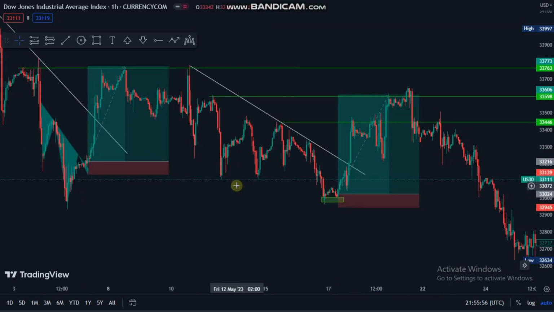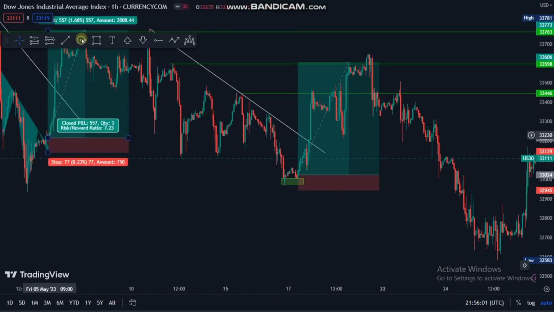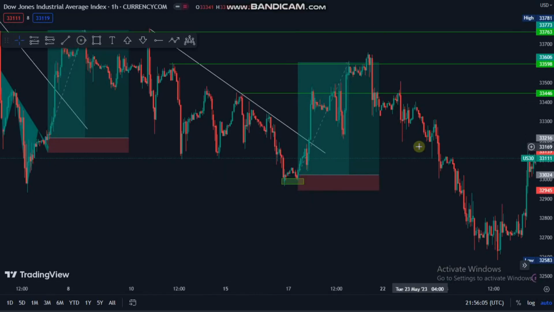And that is how you catch your sniper entries, guys. You can see that over here we went straight into profits. Over here we also went straight into profits, right?